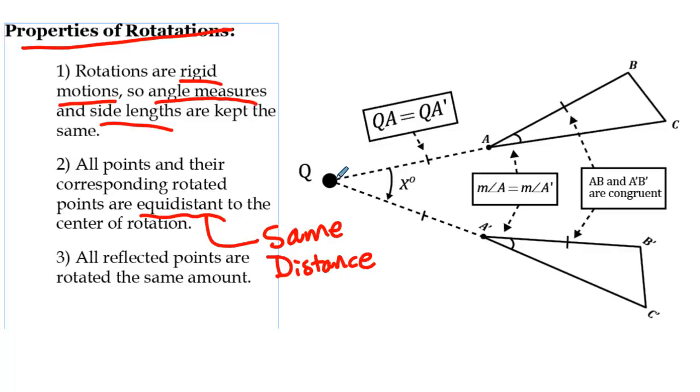So what that means is that this distance here from Q to A, if that was 5 inches, then after the rotation, this distance from Q to A prime, which is the center of rotation, is also 5. Okay, so they're all equidistant. Same thing with the distance to B and B prime. Let's make this nice and messy. All right, let me get the big eraser out.